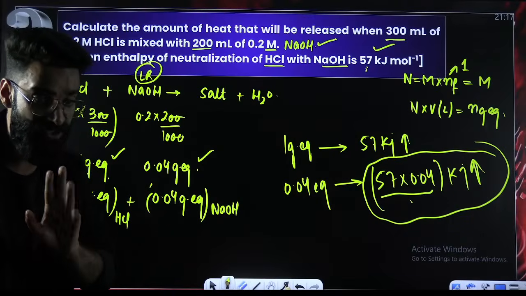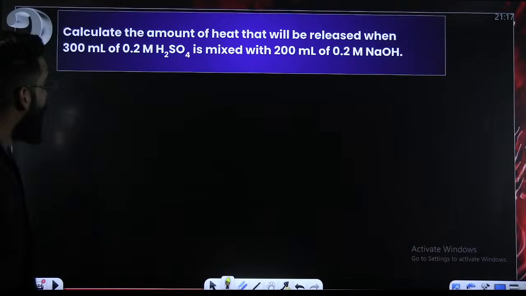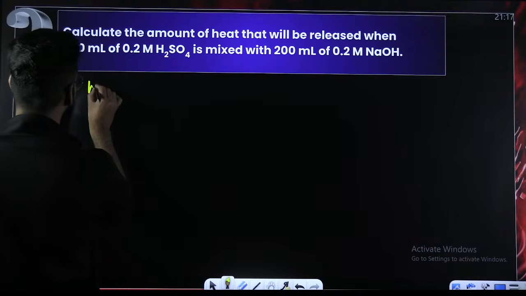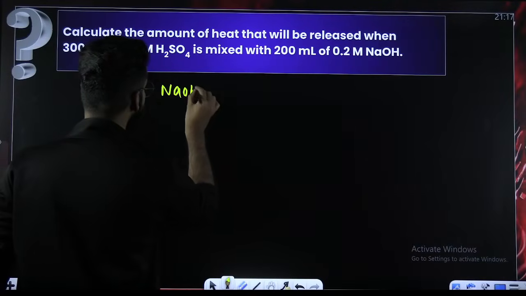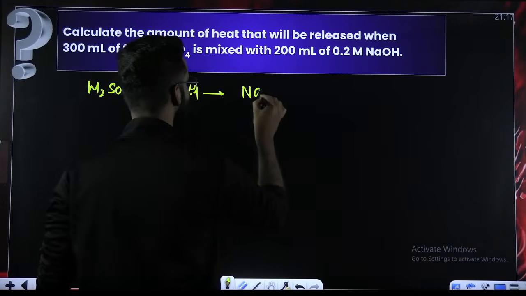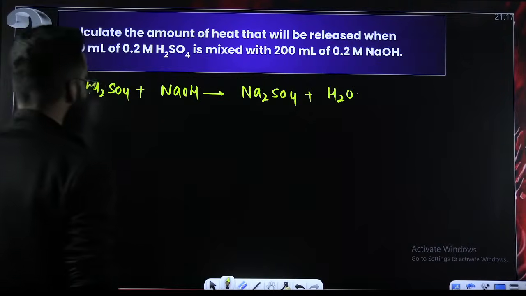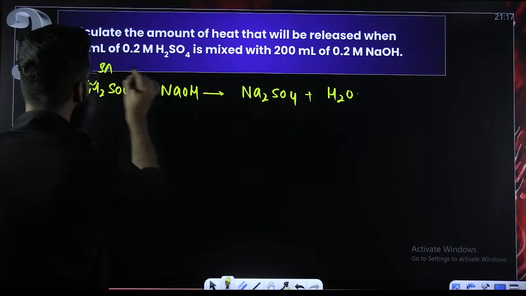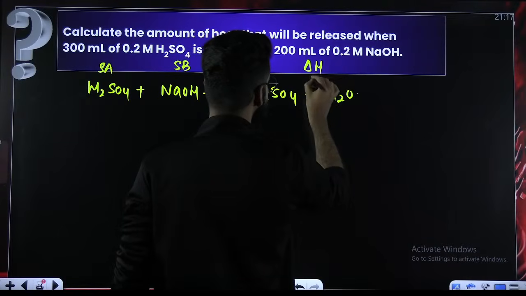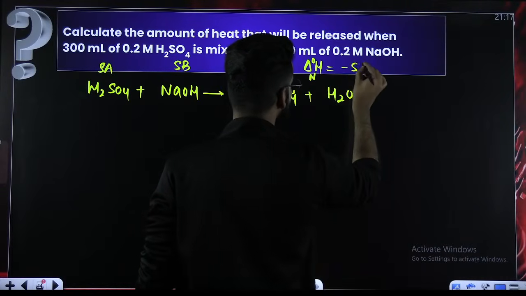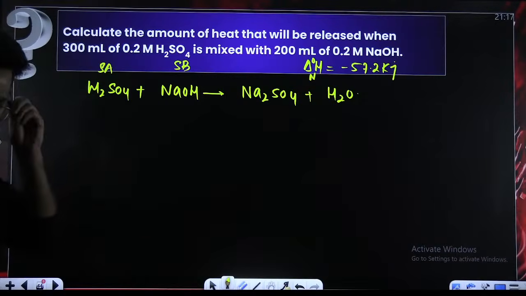I'll give you one more similar sort of question. I'll write the reaction as well. H2SO4, as per the question, is interacting with NaOH. It leads to the formation of Na2SO4, and with this you get water as well, right? Strong acid, strong base. And you know the enthalpy of neutralization when strong acid and strong base interact is equal to minus 57.2 kilojoules. You know it already.